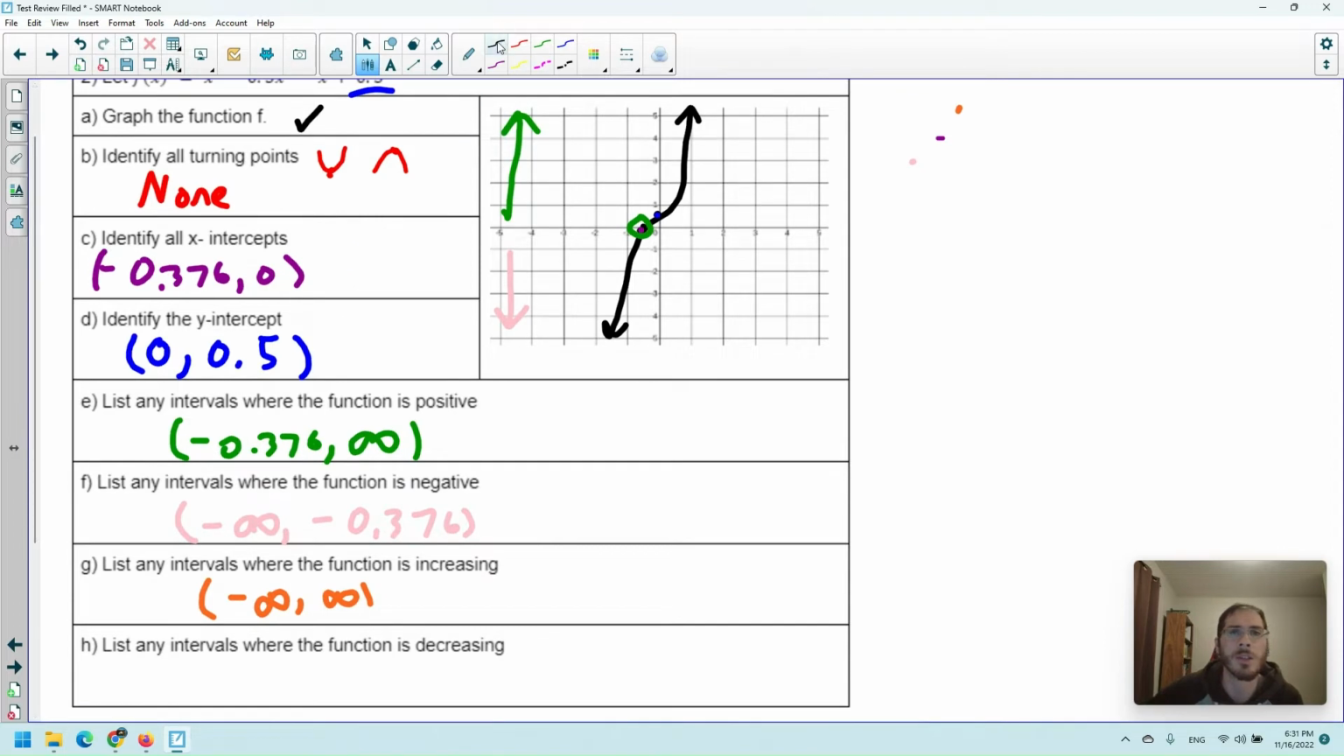And then list where we're decreasing. Well, we're not decreasing anywhere. It's always going up and to the right. There's no point where it goes down and to the right. So kind of a weird graph, but that's what we want to do for this one.